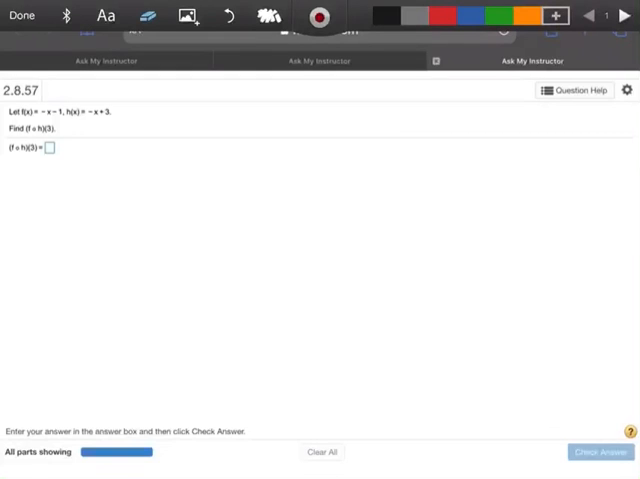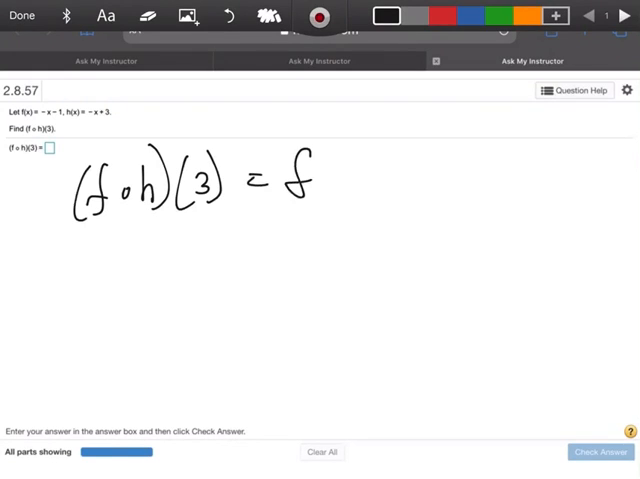All right, so let's see if we can figure out this first problem here. We have a function of f and we have a function of h, and we're trying to find f of h of 3. Okay, so we're trying to find f composed with h of 3. So remember how we're going to do this. We're going to find f of h of 3.